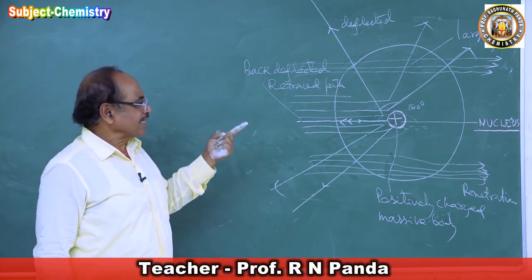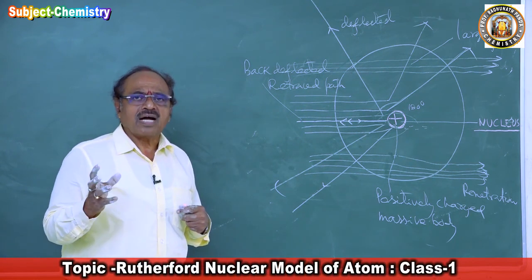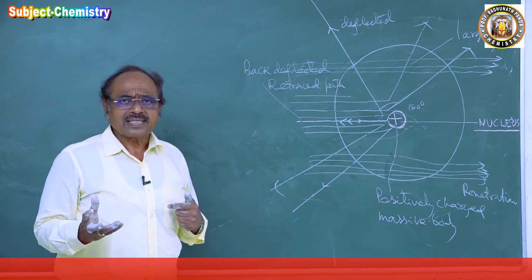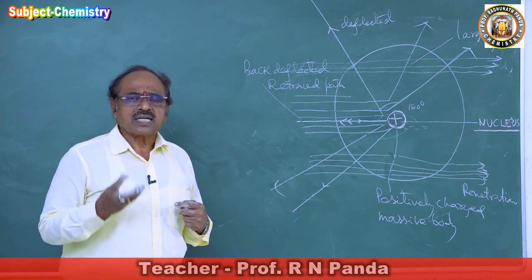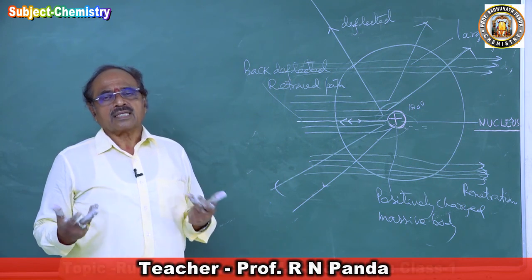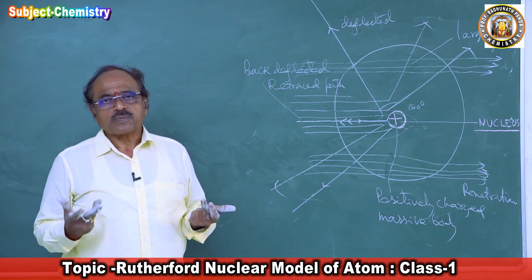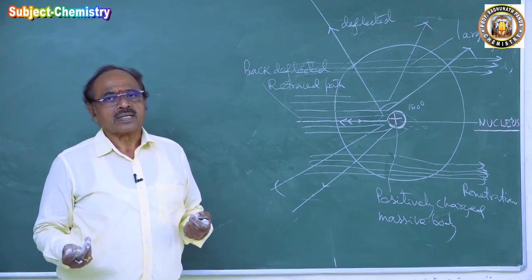So in the next class I will explain the dimension of the nucleus, the dimension of the atom, how the electrons are there inside the atom, and how this atom is a stable atom, in the model of atom proposed by Rutherford, in our next class.